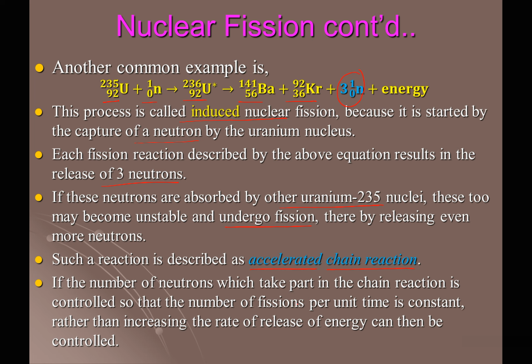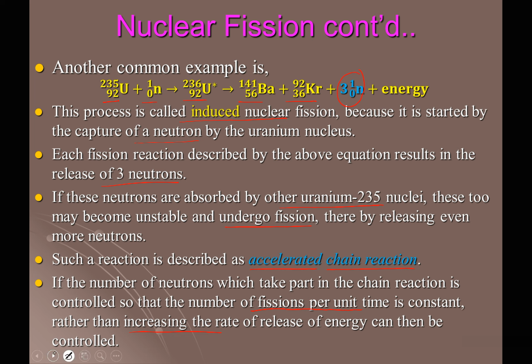So if the number of neutrons which take part in the chain reaction is controlled so that the number of fissions per unit time is constant rather than increasing, then the rate of release of energy can be controlled. Of course, if the amount of energy goes on increasing, then we cannot put the process of nuclear fission to use. In order to utilize nuclear fission, we should be able to control the amount of energy which comes from the reaction. So if we can control the number of neutrons being emitted, then we can control the reaction, and therefore a specific amount of energy needed for human use can be obtained from the reaction.